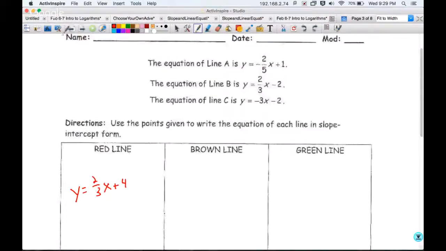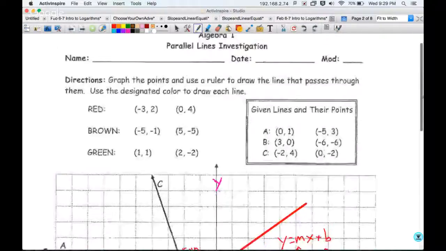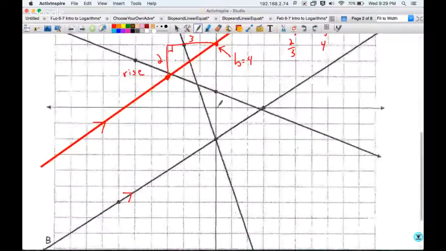All right. Time to do the brown line. So the first point is at -5, -1. I go back to my origin. The first number is negative, so I count to the left. 1, 2, 3, 4, 5. The second number is a -1. Because it's negative, I count down 1. And I make a point.